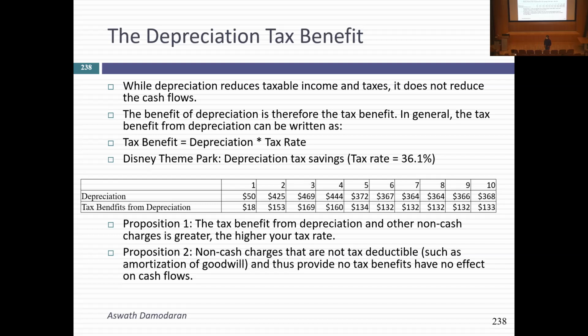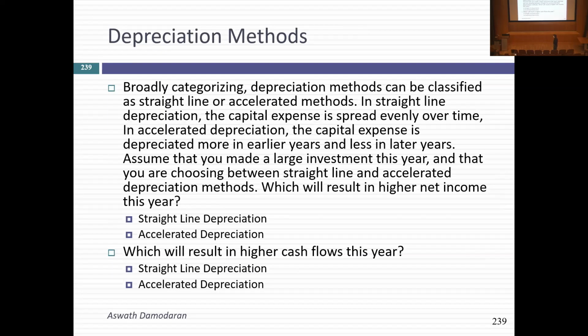So I want to isolate that tax benefit effect and ask you a question. In the old days, as I said, companies used to have a choice of what depreciation method they could use to depreciate big capital expenditures. So I want you to think like the CFO of a company. You made a big capital expenditure, and I give you two choices. There are hundreds of potential depreciation methods, but I'm going to classify them into two groups. One is straight line depreciation. What is straight line depreciation? You depreciate an equal amount each year.